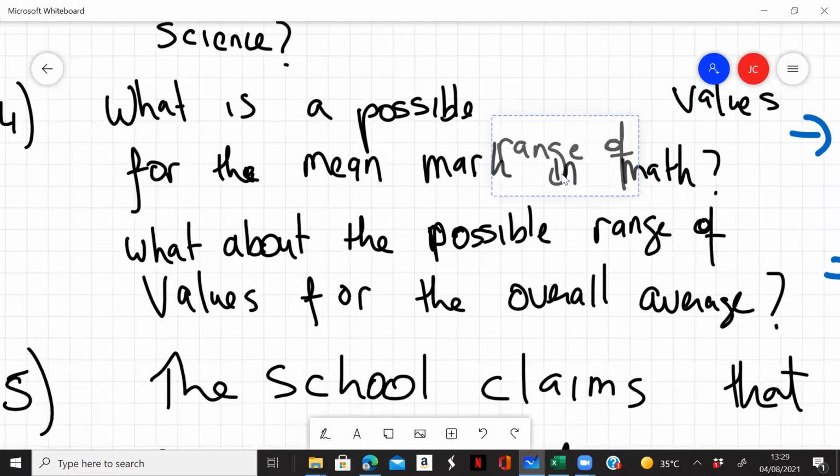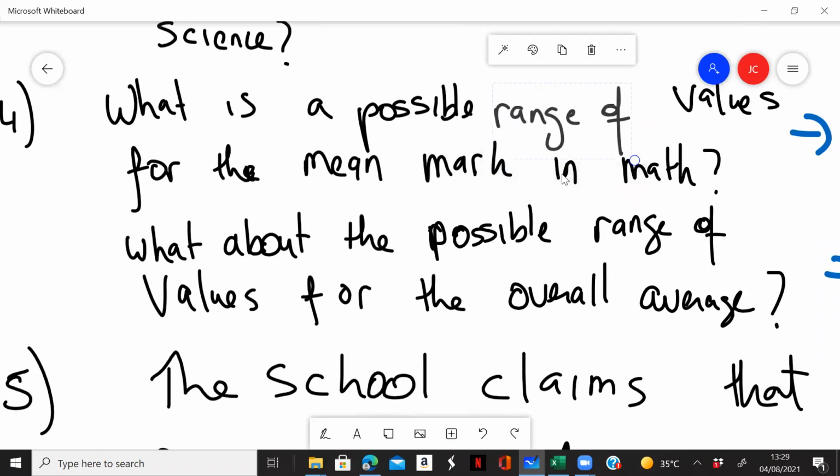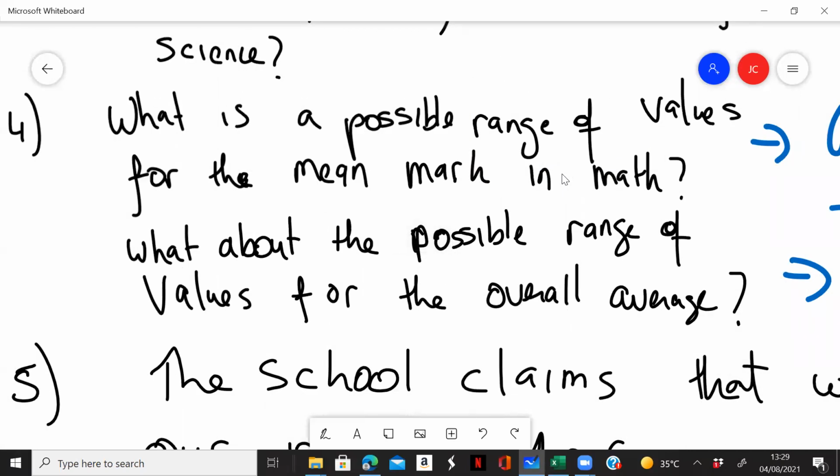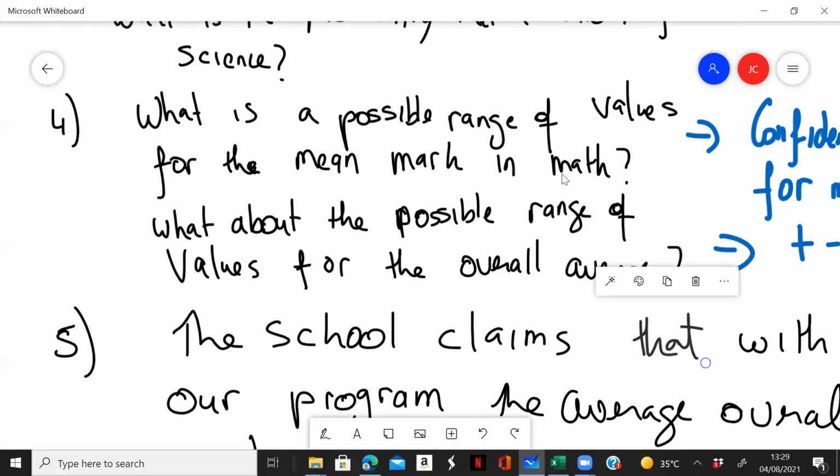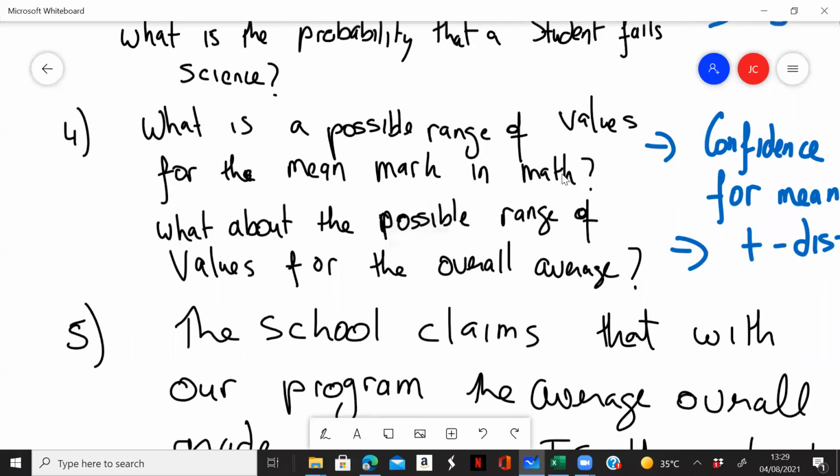So we've reached question 4. And question 4 was about a range of possible values. So we've answered everything about probabilities and about pictures, but now the principal is interested in a range of values. So the principal knows that we're dealing with samples.